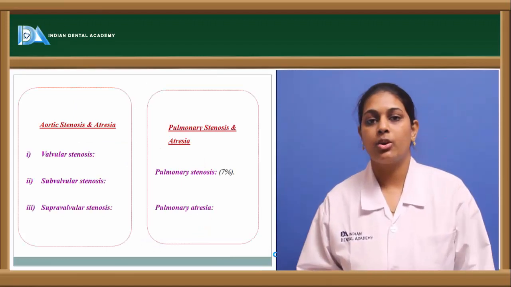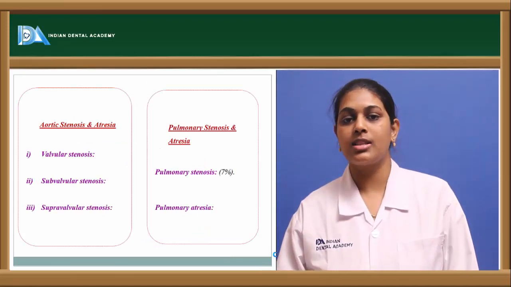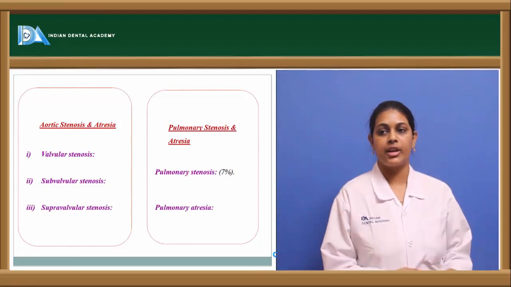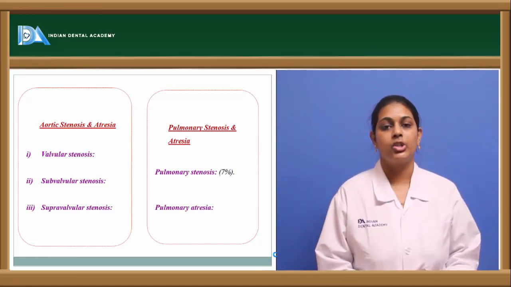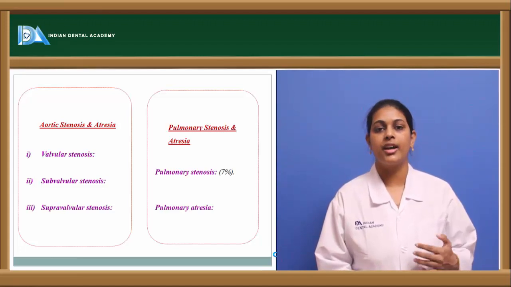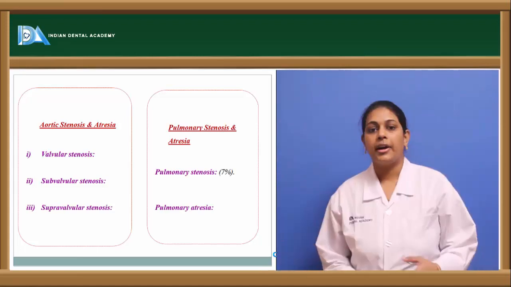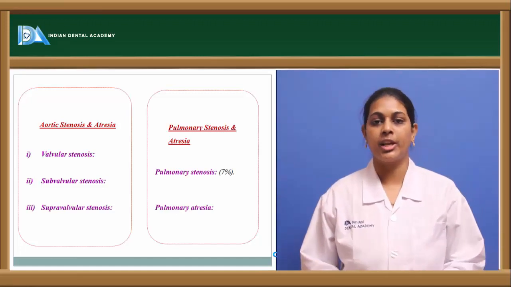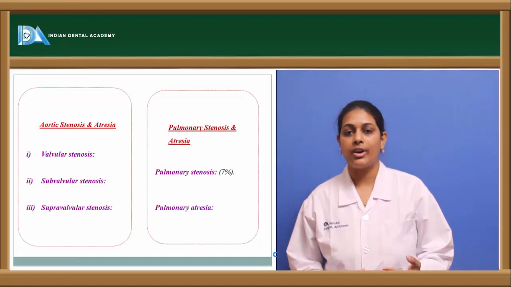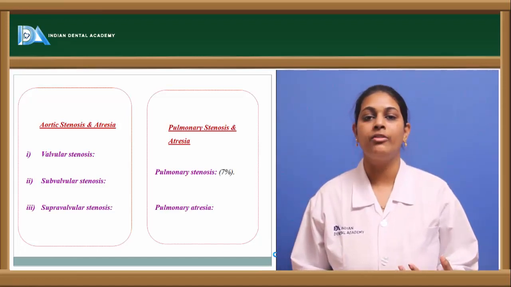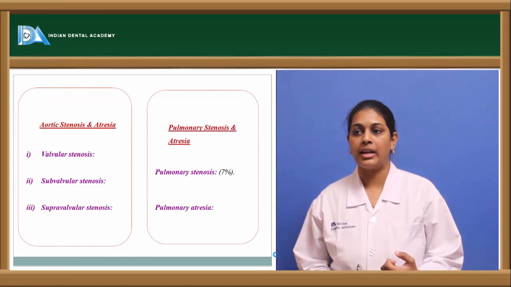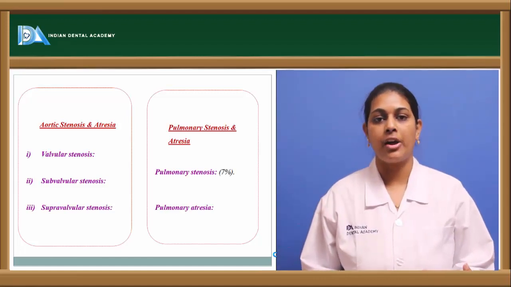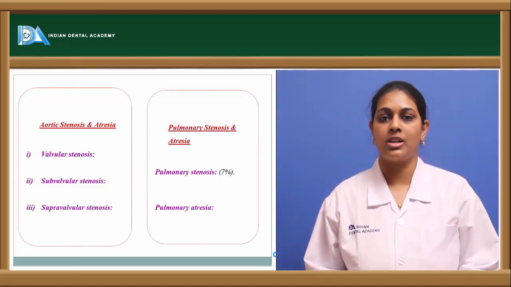Coming to aortic stenosis and atresia and pulmonary stenosis and pulmonary atresia. These conditions usually do not occur primarily, but are usually associated with other conditions. Aortic stenosis and aortic atresia usually show three types of morphological features. One is valvular stenosis, that is, of the aortic valve. It usually shows abnormality because of malformed cusps in such cases of aortic stenosis, otherwise known as valvular stenosis.